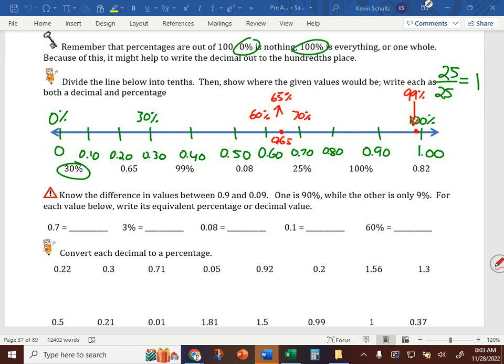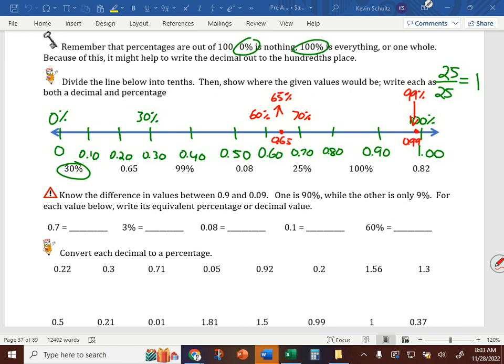You have almost everything. And what decimal value would 99% have? Nolan? 0.99. Yeah. Very, very close to 1 whole. Okay? That next one is 0.08. What percentage is 0.08?